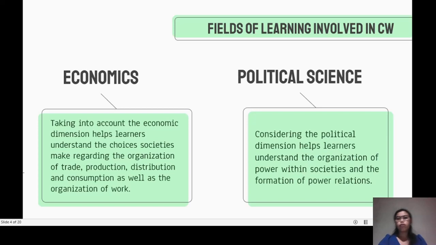So in political science, because we are a community, we also need a set of people that will set rules in governing our community or our society. So in CW, in terms of political science, we question things such as who rules or who makes the rules.